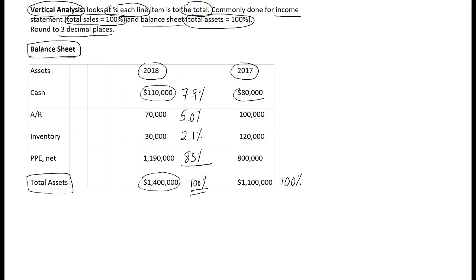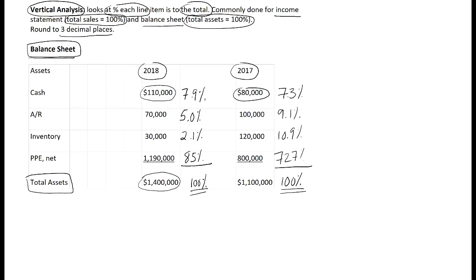So 80,000 divided by 1.1 million, cash in 2017 was 7.3% of our total assets. Moving on to accounts receivable, we do the calculation, that's 9.1%. Inventory, 10.9%. And then finally for our property, plant, and equipment net, we take the 800,000 divided by the 1.1 million, and that's 72.7%. And once again, if we add up those percentages, the 7.3, 9.1, 10.9, 72.7, we get a total of 100%.